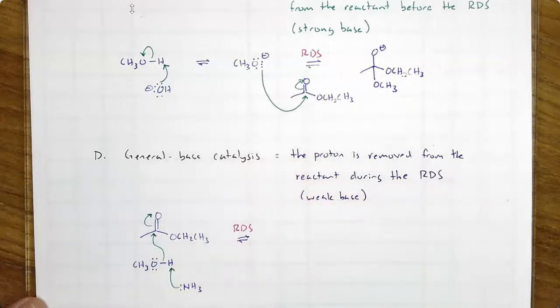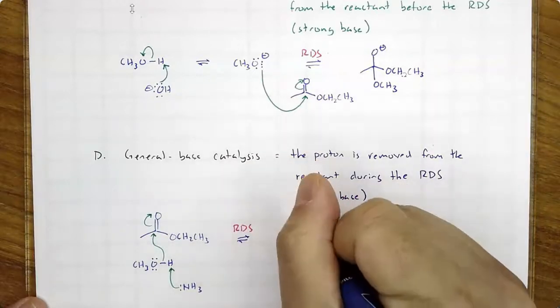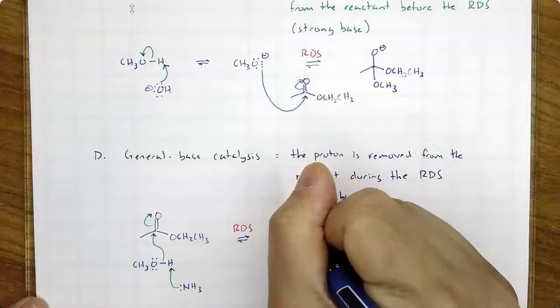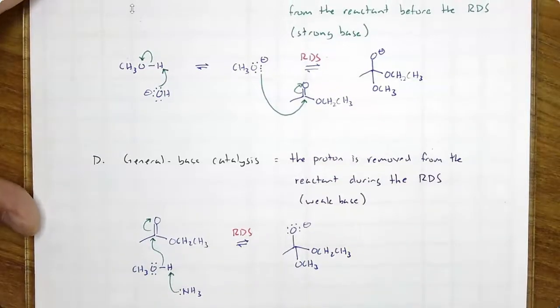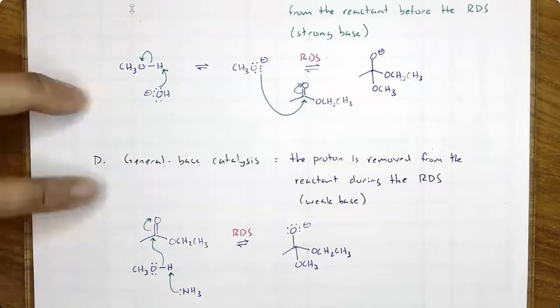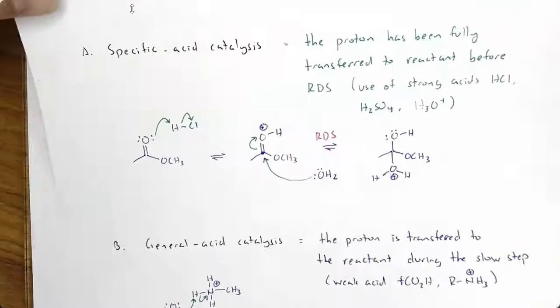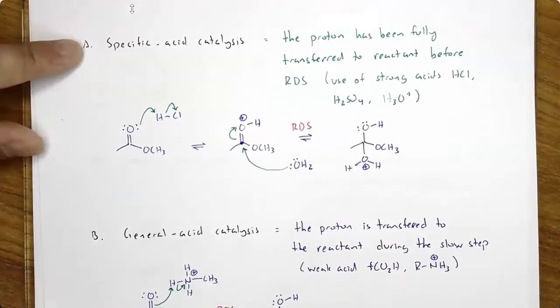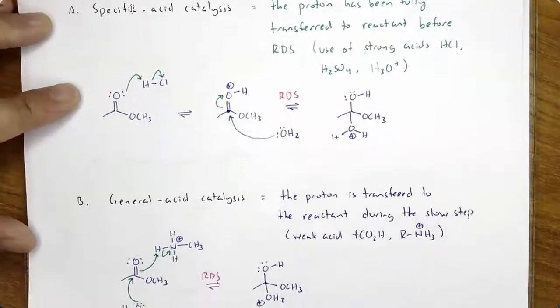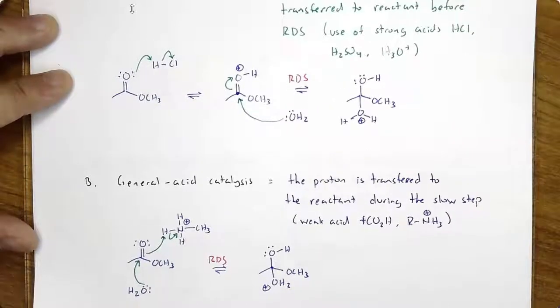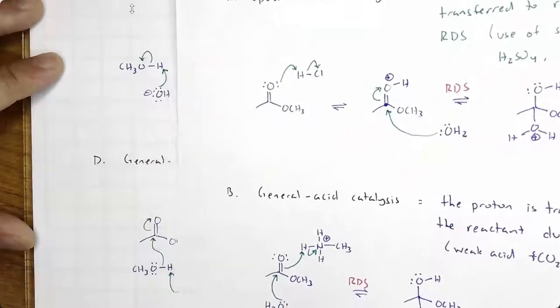And again, are we getting the same product as the specific case? Okay. Do you see the comparison between the specific and the general? And just make sure you see the difference between the specific and general for the acid catalysis. Very analogous from A, B, C, and D.